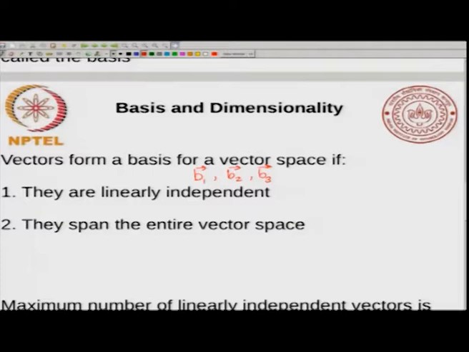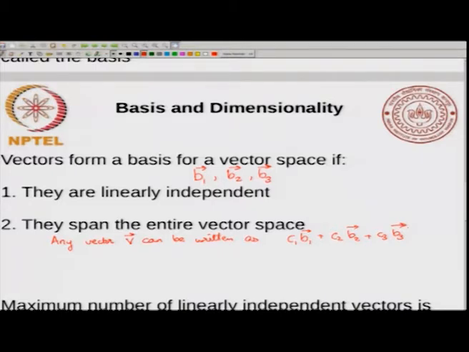What do you mean by they should span the entire vector space? Any vector V can be written as some linear combination of B1, B2, B3. So, I will just write C1 B1 plus C2 B2 plus C3 B3. So, you take any vector, and you can write it as a linear combination of these 3 basis vectors.